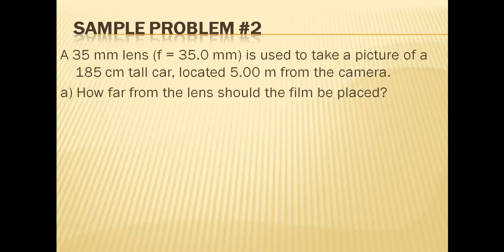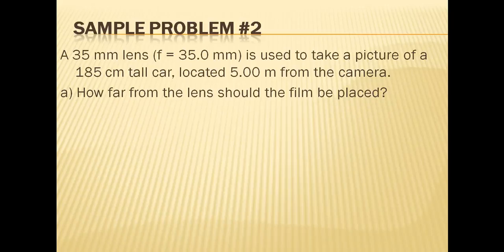Sample problem number 2. So here we have a 35 millimeter lens. When you think about cameras, camera lenses are usually measured in millimeters. So you think about a 50 millimeter lens, which I believe is the most standard one that you can have. That's what they're referring to, the focal length of the lens inside the camera. So here we have a 35 millimeter lens. So that's our focal length.